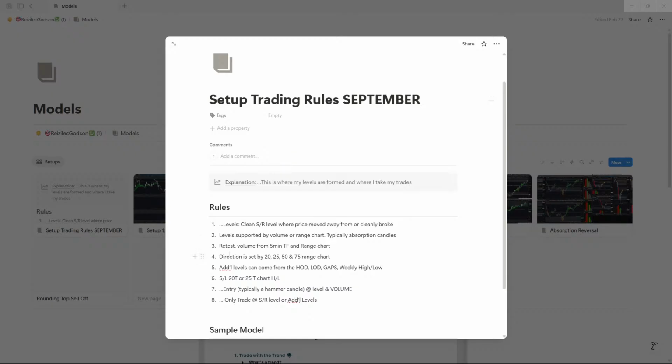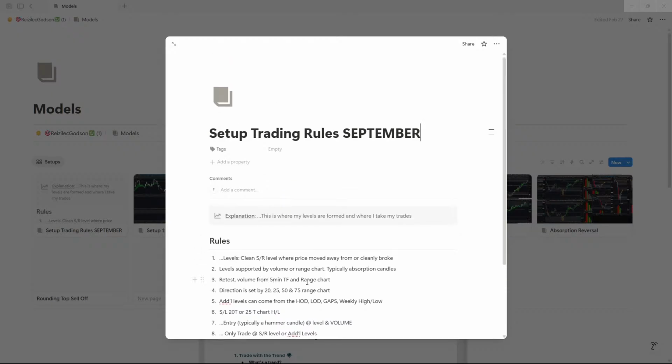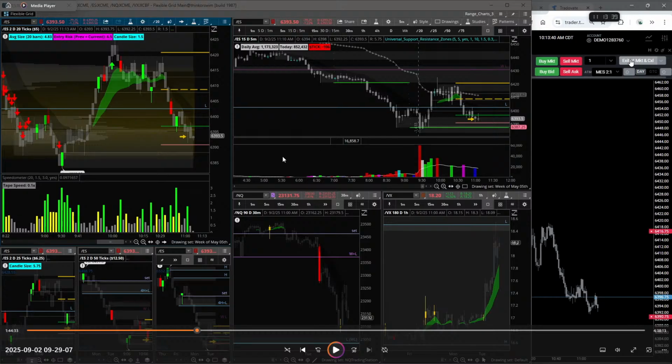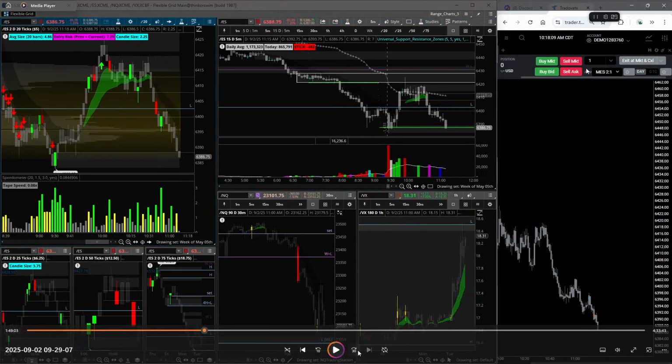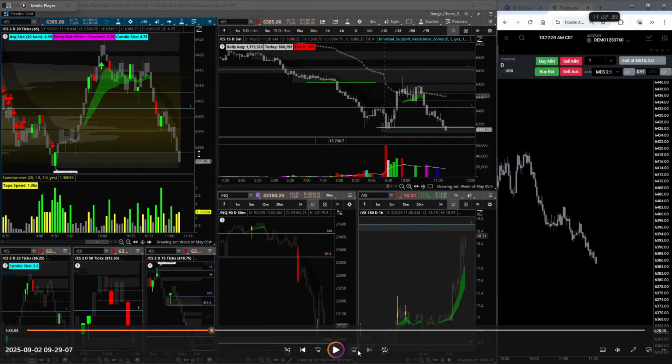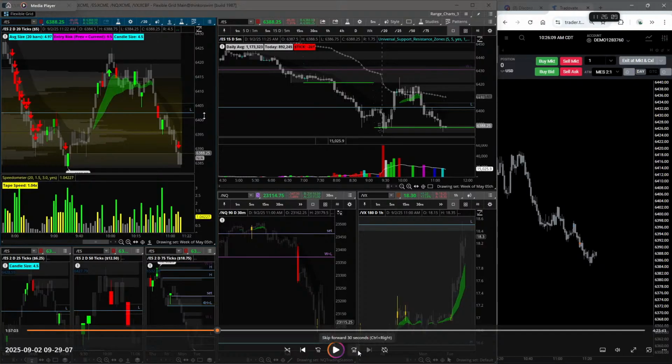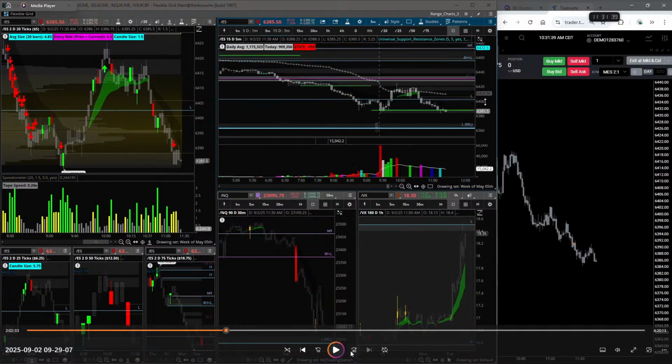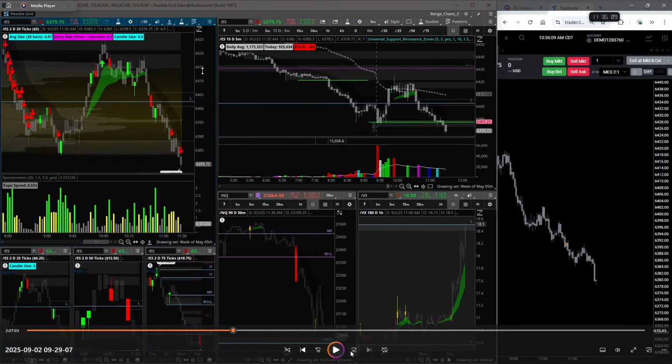So what failed was retest volume from 5-minute time frame and range chart. So the retest should have been down here, and the volume, that's fine, but should have been more volume here. All right. So that trade, not the best. Then we get down here even more, no volume, no volume. Then we get volume, but we get absorption right here. Absorption. Not ready to go yet. It's okay. We can wait for that buy volume to come in.